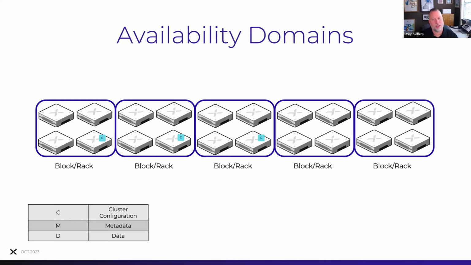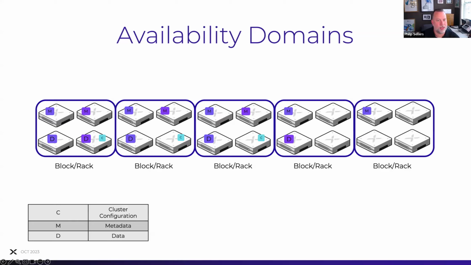What happens is it partitions out the metadata and the data, and makes sure that there's replication amongst all of these zones. So let's go through an example. You've got your cluster configuration right now sitting in 3 of the 5 blocks. We've got our metadata sitting in all 5 of the blocks. And then our data is sitting in 3 of the blocks.